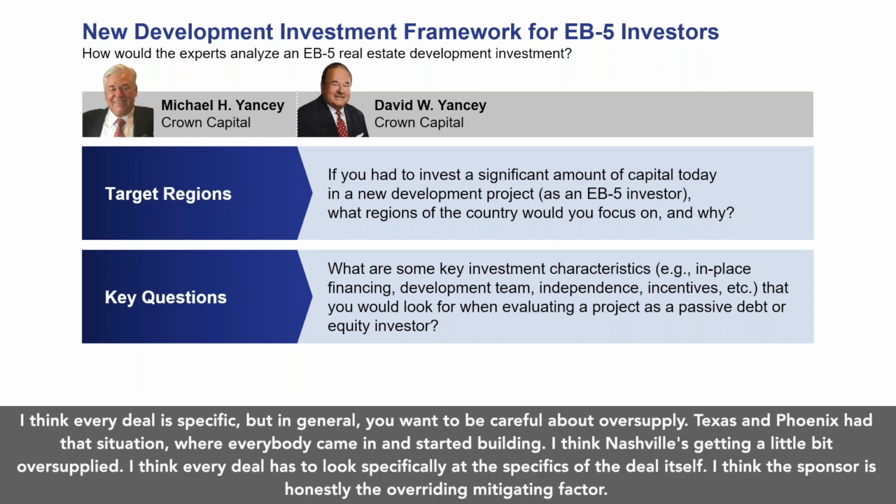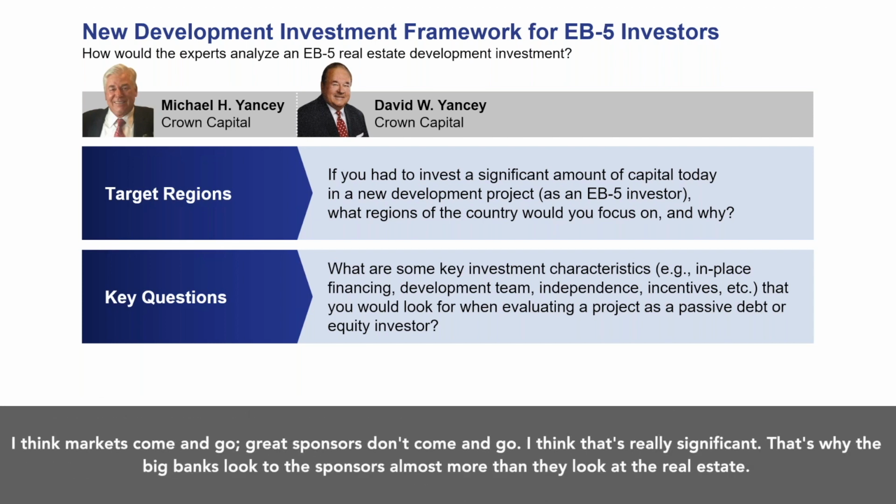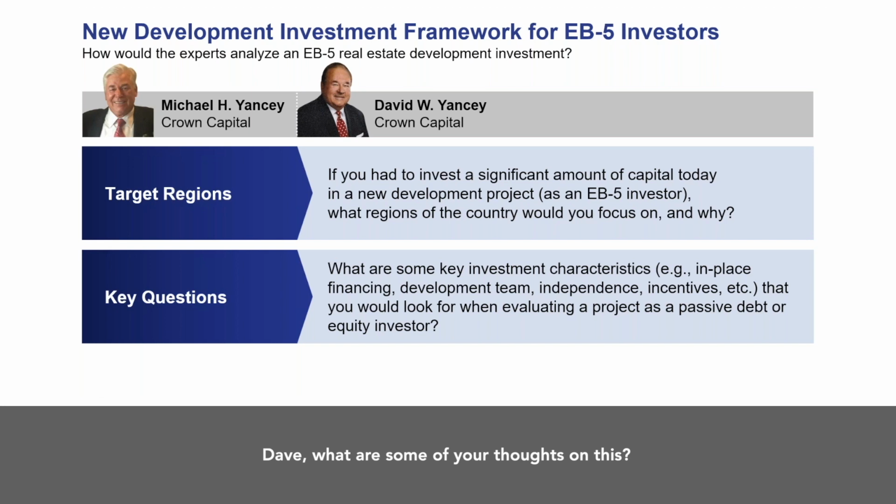So I think every deal is specific, but in general you want to be careful about oversupply, because Texas and Phoenix had that situation where everybody came in and started building. I think now Nashville's getting a little bit oversupplied. So every deal has to be looked at specifically, but I think the sponsor is honestly the overriding mitigating factor. Markets come and go, but great sponsors don't come and go. And I think that's really significant. That's why the big banks look to the sponsors almost more than they look at the real estate. Dave, what are some of your thoughts on this?